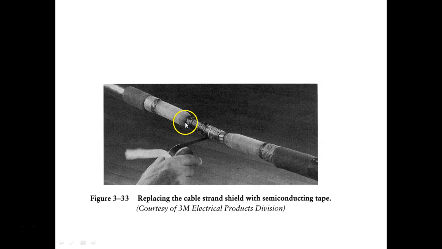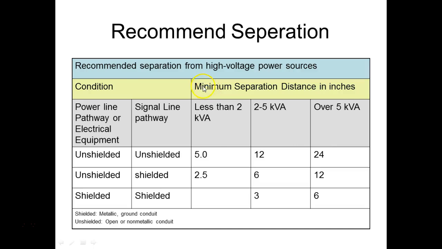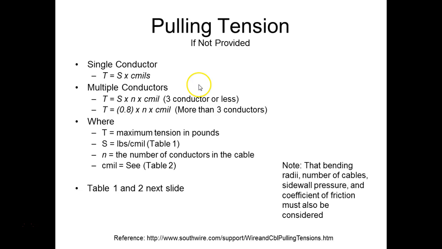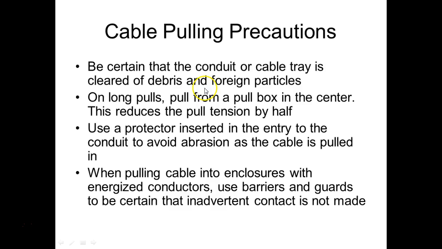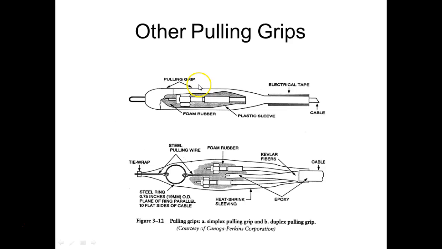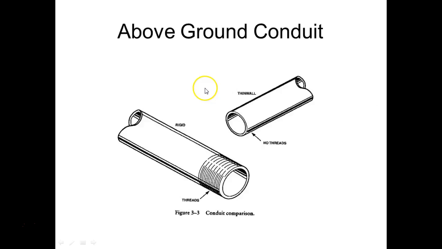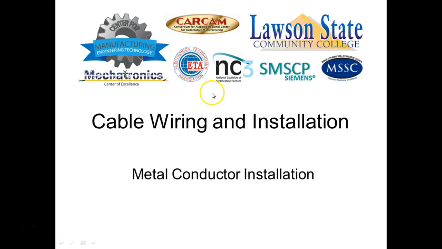This is terminating a high voltage cable. We looked at the makeup of a high voltage cable way back, or even a medium voltage cable, where they go through different layers to equalize the stress on the cable itself. So this is the makeup of a standard medium and high voltage cable, where they have several layers.